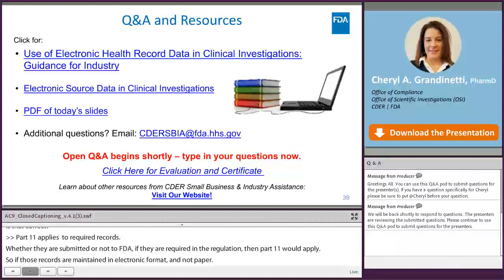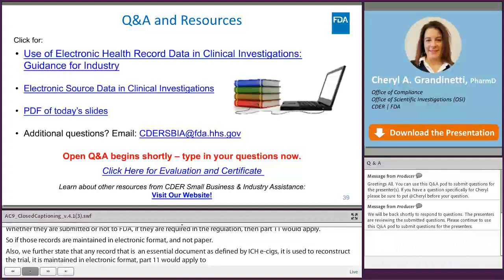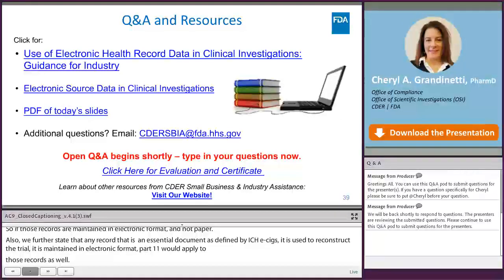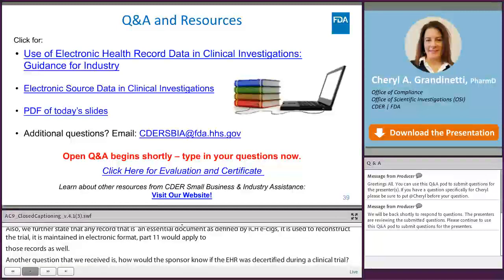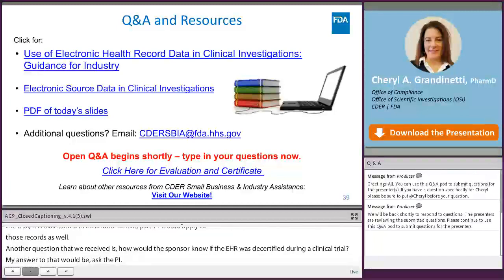So another question that we received is, how would the sponsor know if the EHR was decertified during a clinical trial? My answer to that would be ask the PI. Not sure if that's the right answer, but that's my answer.